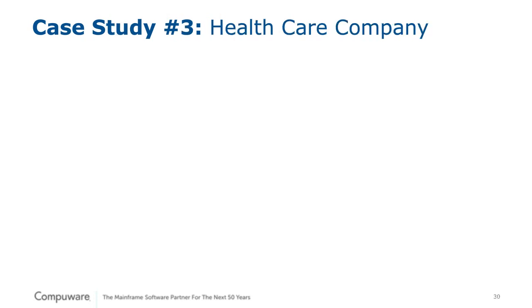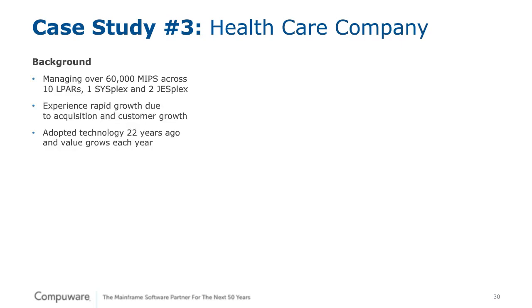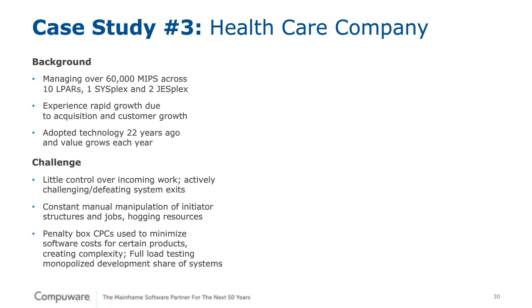Then there's a health insurance company that I'm somewhat familiar with. They were a customer for 22 years, 60,000 MIPS and a very large JESplex. 45,000 production jobs a day, and production and tests were at that time sharing the same environment. They had challenges from aggressive users seeking advantage through trial and error. People were hogging initiators and other resources. Operators were constantly juggling initiators and job priorities.